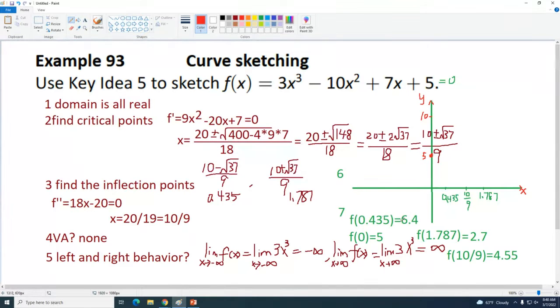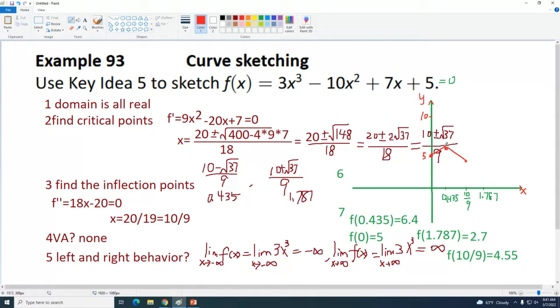So that's our 0, 5. And this one is a little bit higher than the 5, so 6.4, which is kind of like this, 6.4. And then for 2.7, we have 4.55. So it went a little bit down, 4.55. It's a little bit lower than the 5 there. So it went increasing and then decreasing.